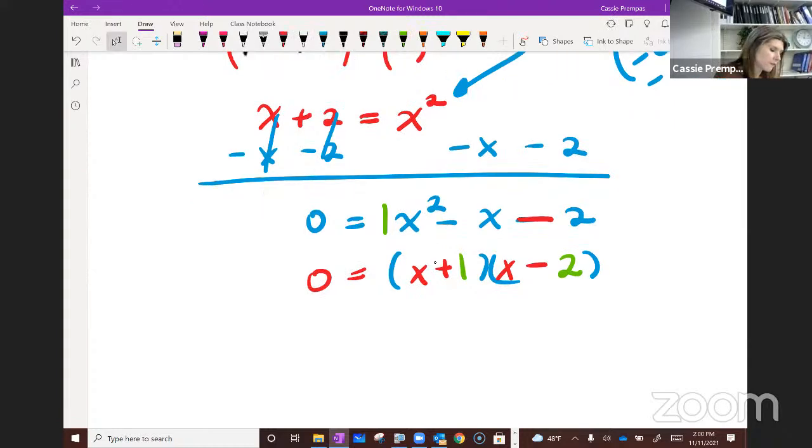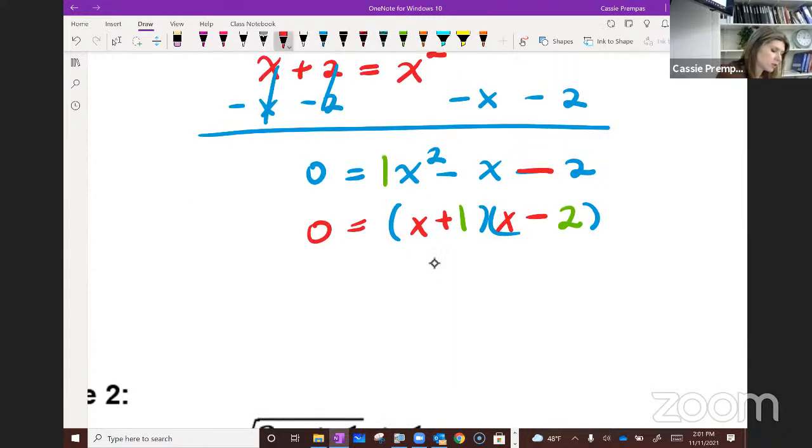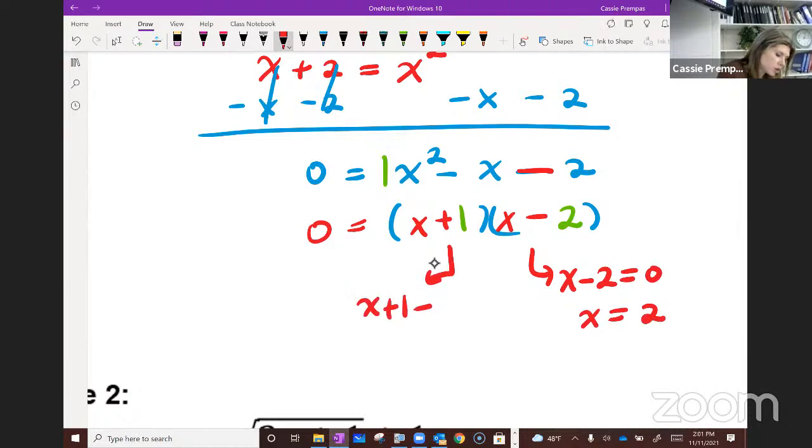Where do you go from here? Good, set them equal to 0 and solve. So we get x minus 2 equals 0, add 2, giving us x is equal to 2. Set x plus 1 equal to 0, subtract 1, and we get x is equal to -1.